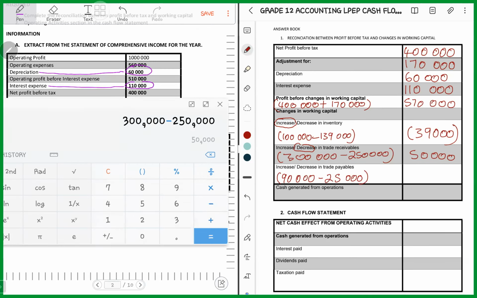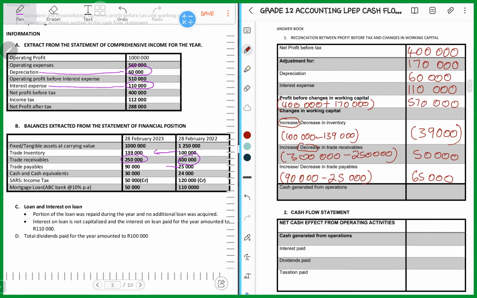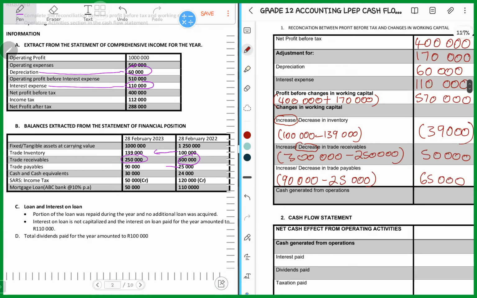So we're going to say 90,000, then subtract 25,000. That means there is an inflow of how much? Of 65,000. Okay. So now we've shown the changes in the working capital. What we have to do is to add everything up. Since some of the amounts, like inventory, are an outflow, anything that is an outflow is a minus, and anything that is an inflow is a positive.